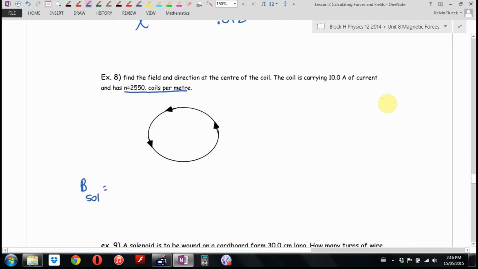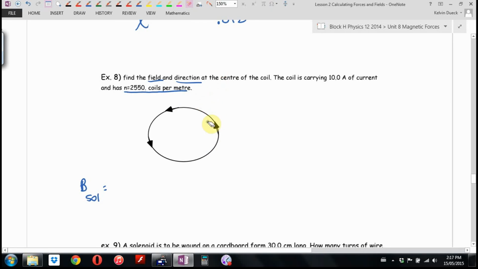Example 8 wants you to find the field and the direction. Now let's do the direction first. In this picture, you're looking right down the center of the solenoid, but I just didn't draw it three-dimensional. If I'd drawn it 3D, it would have looked like I just didn't draw all that in. Okay? So let's do the direction.